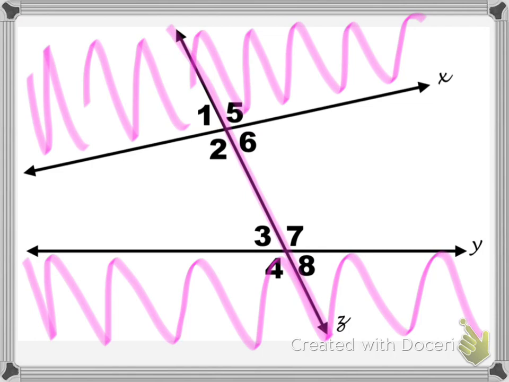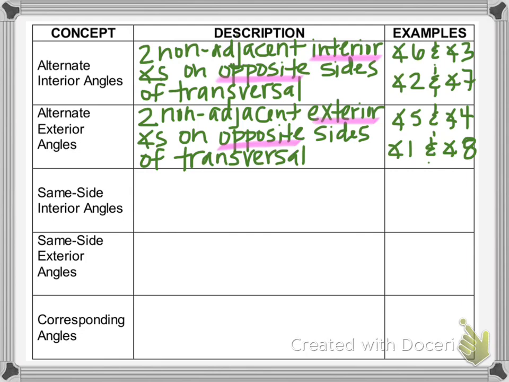We've got 1, 5, 4, and 8. 5 and 4 are on different sides of the transversal, and they're both in the exterior region. So this is one pair of alternate exterior angles. Another pair of alternate exterior angles are angles 1 and 8. They're both on opposite sides of the transversal, different sides, and in the exterior region. So let's go ahead and add that as examples. So angles 5 and 4 and angles 1 and 8 were our examples.